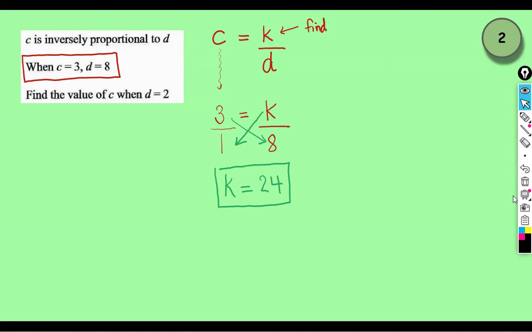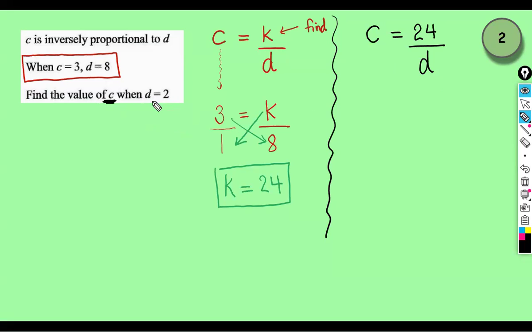Which means for the rest of the question, K will just be 24. So I can update this formula. C is equal to K over D. We know K is 24, and we have D. You think you all could complete the rest of the question? Find the value of C when D is 2. So I would suggest you go to the equation and replace D with 2, and that will work out the value of C.